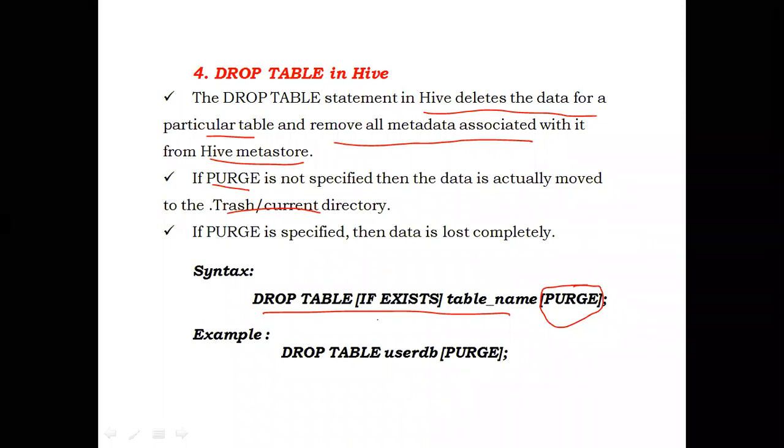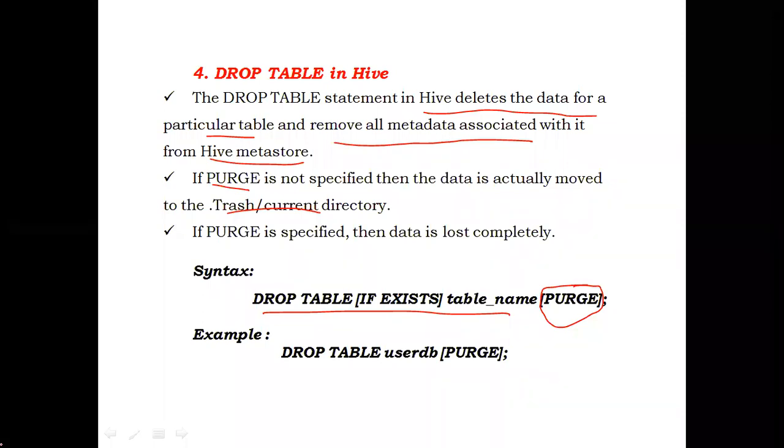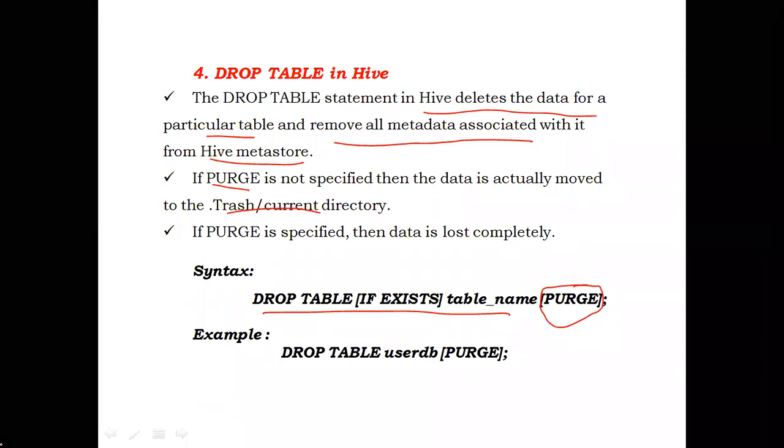If you only drop the table without specifying purge, even though the table is dropped, its data will be stored in the trash of the current directory. But if you use purge, it will remove the data completely, permanently; the data will be lost. It is similar to shift delete in our system. If you use shift delete, the data will be deleted permanently. If you only delete it, it will go to the recycle bin. The deleted data is available in the recycle bin.